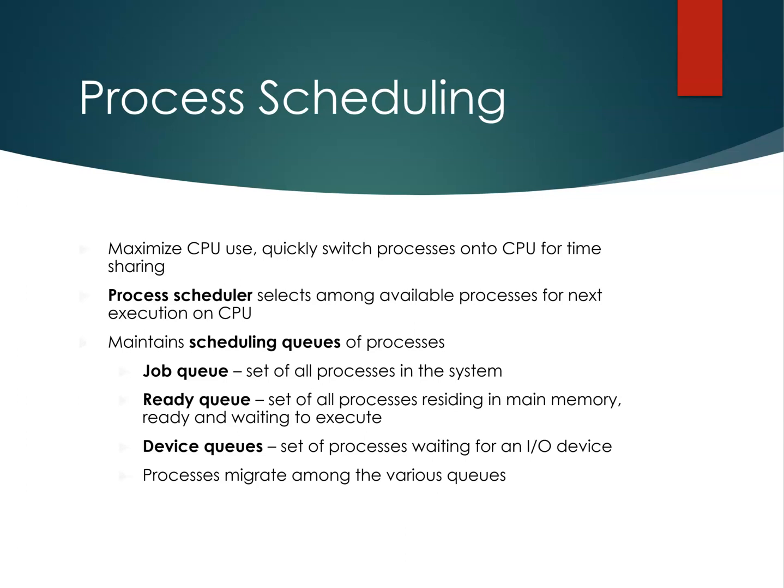Now, process scheduling is very important. It maximizes CPU use, quickly switches processes onto the CPU, and essentially imitates or achieves time sharing. The process scheduler selects among available processes for the one to execute next. It maintains scheduling queues: a job queue, or process queue, which is all processes in the system; a ready queue, the set of all processes residing in main memory, ready and waiting to execute; and device queues, the set of processes waiting for an I/O device. Processes will migrate among the various queues.